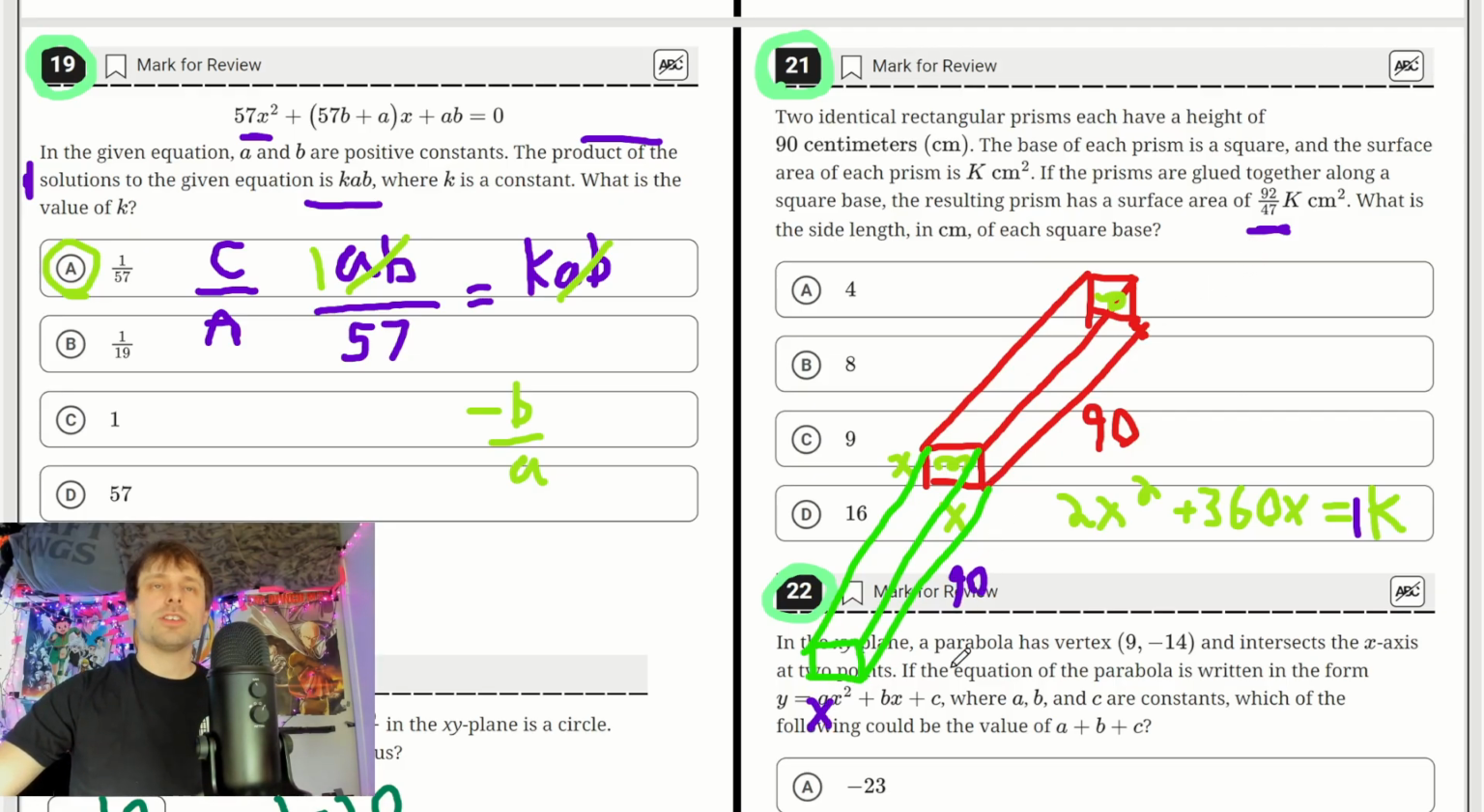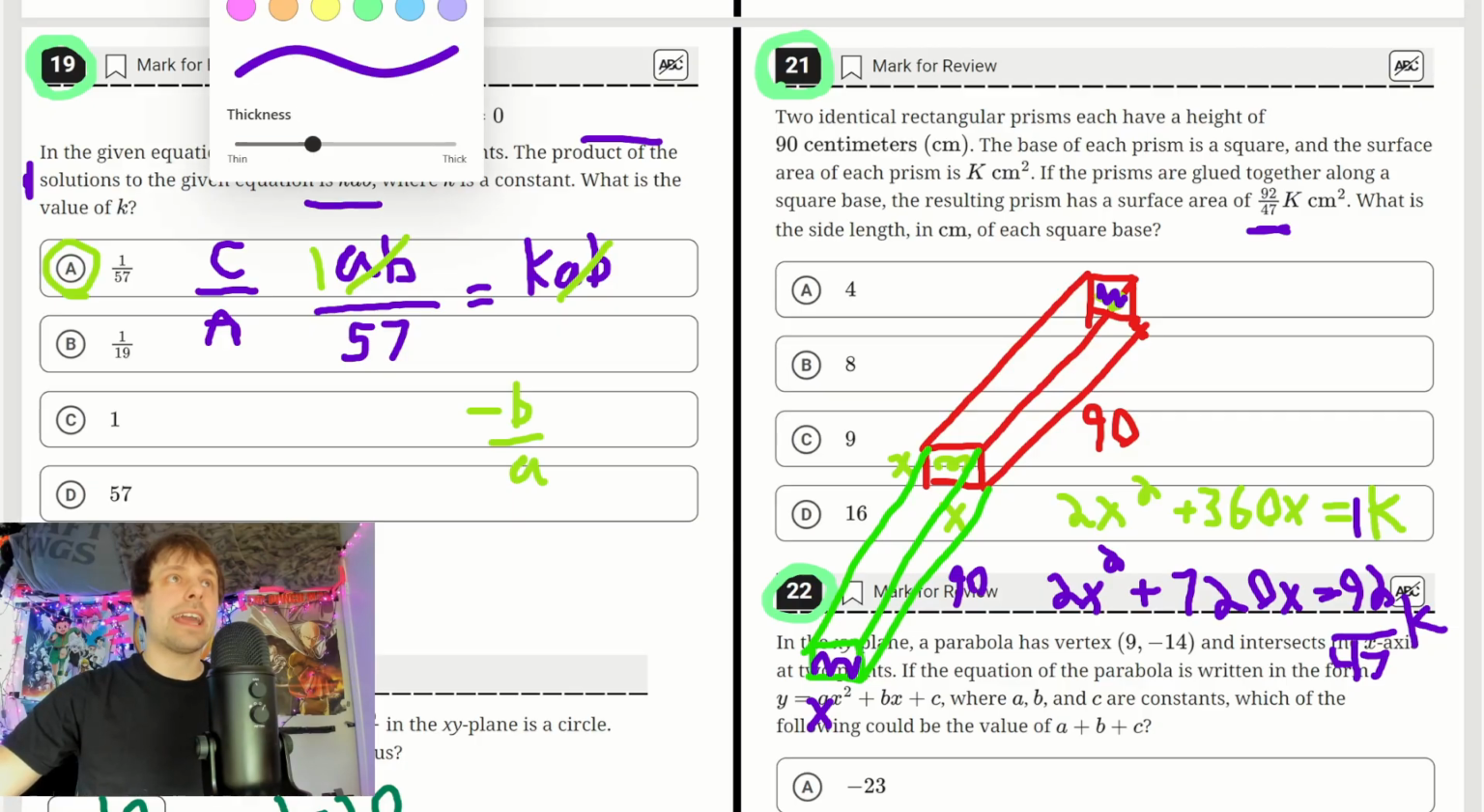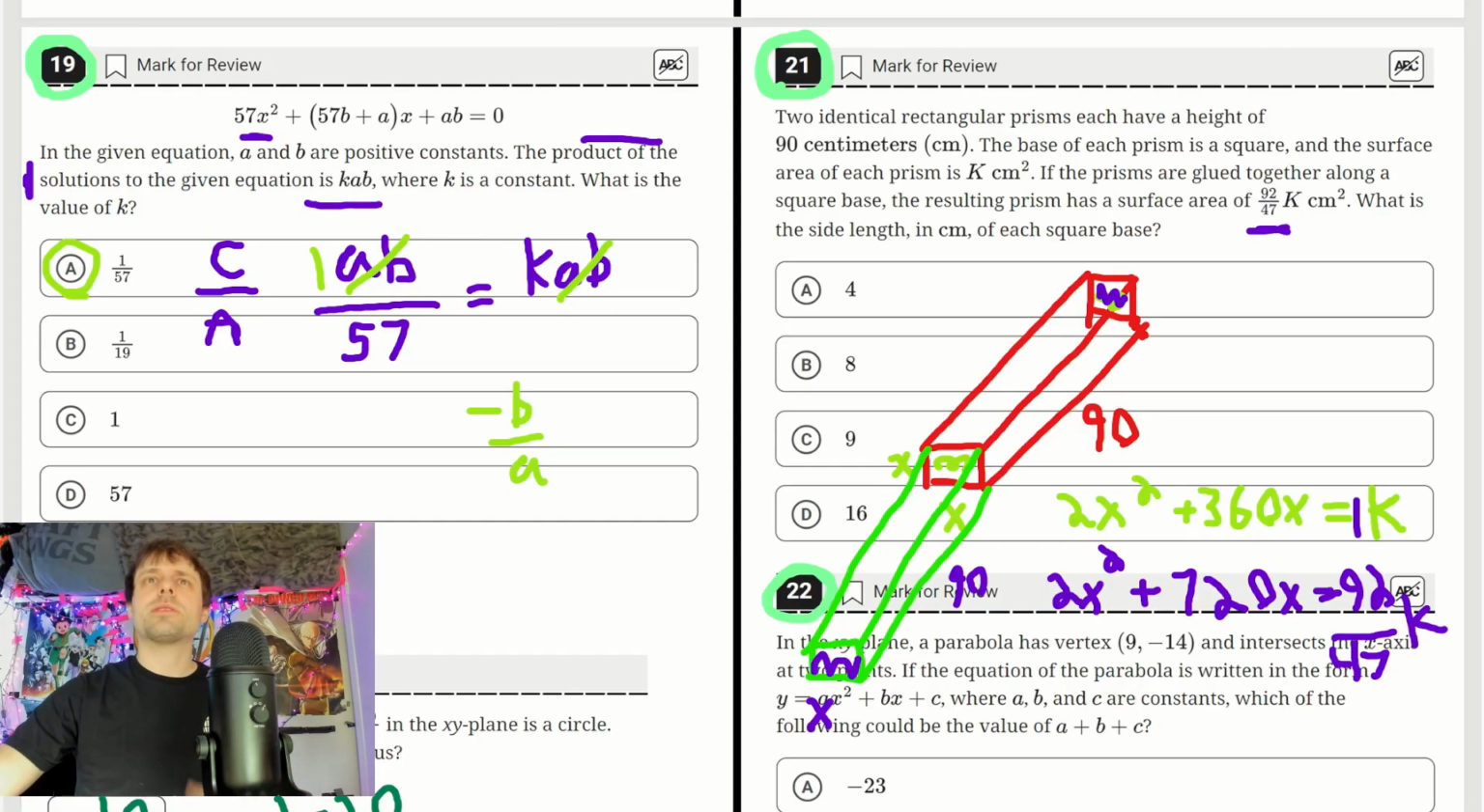That's still x. So to get the surface area of this, we still have 2 of these. So that's going to be 2x squared. But then this part's going to change. It is now 180 by x, and we have 4 of them. So I think that's 720. So plus 720x, and that's equal to 92 over 47k. And again, good luck if you like doing this stuff by hand. I'm going to plug this into Desmos, but we got to use some fail safes here because this one is a weird one to use in Desmos.